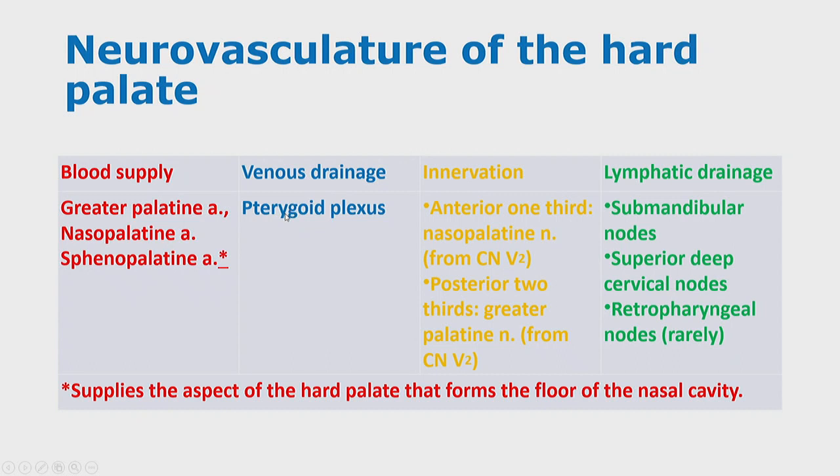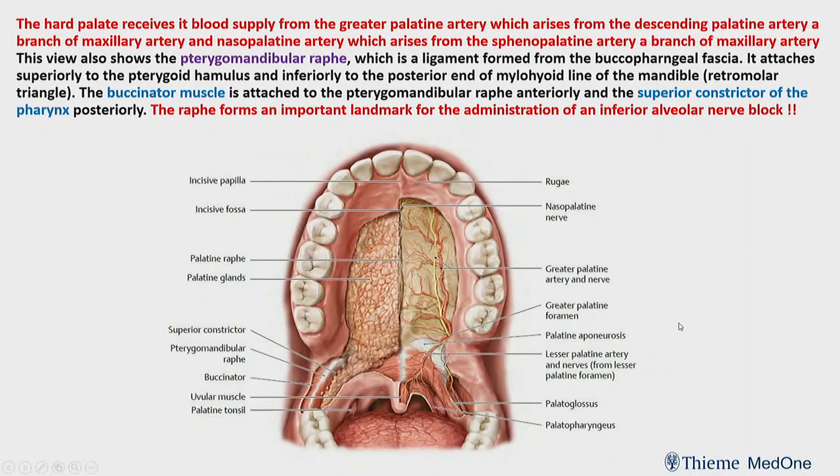like most structures in the orofacial region. It's draining to the pterygoid venous plexus. And regarding lymphatic drainage, the main drainage is to the submandibular lymph nodes, but also directly to the superior deep cervical lymph nodes, or very rarely it can drain to the retropharyngeal lymph nodes in the retropharyngeal space that we are going to discuss next week.